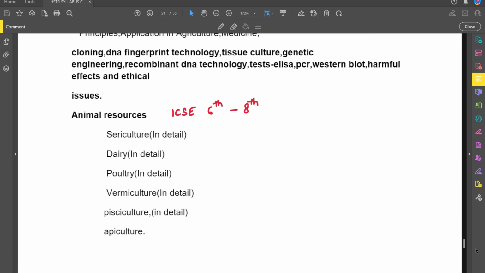Okay. Next is animal resources. This we are reading from primary, right? So I cannot say from which textbook exactly it is there, but you will find it in primary to high school books. So this was about your chemistry and biology syllabus, which books to read. Now I think it is clear for you all.